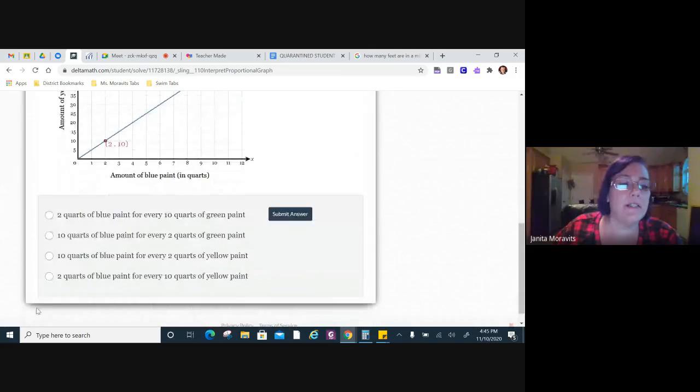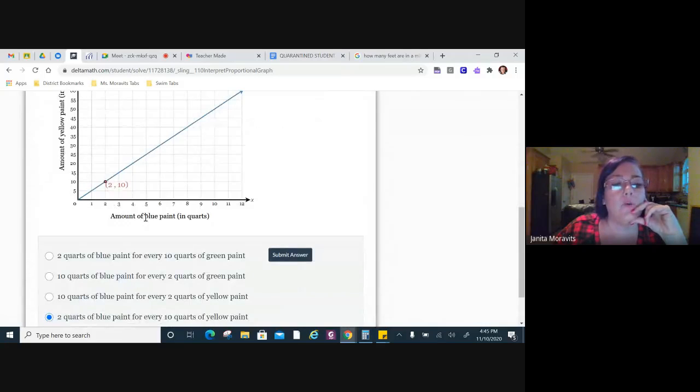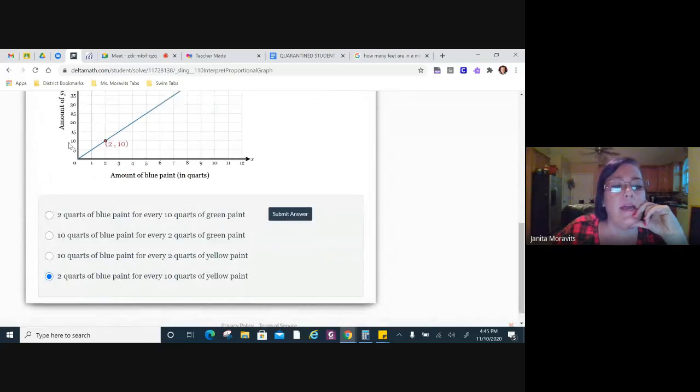So you're going to have to pay attention to these as you go through them and make sure you're looking at the right information. All right, so the ordered pair (2, 10) means that there are 2 quarts of blue paint for every 10 quarts of yellow paint.